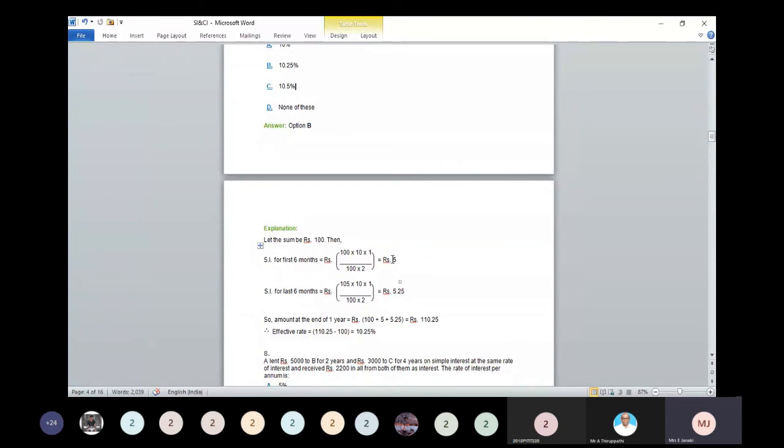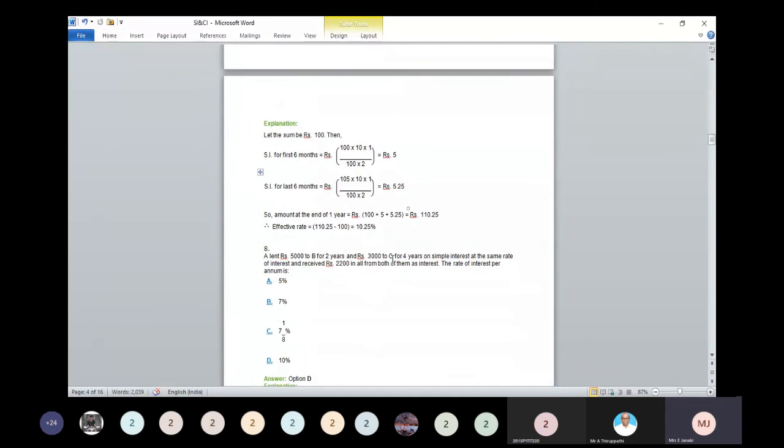Okay. Next, the effective rate. The effective rate means what? The total amount at the end of the year, you are getting 110.25, and initially the amount you invested, the principal amount, is what? 100. So when you subtract this value, you will get the effective rate. So the effective rate is what? 10.25, right, in percentage. So 10.25 percent. This is called the effective rate. Okay.